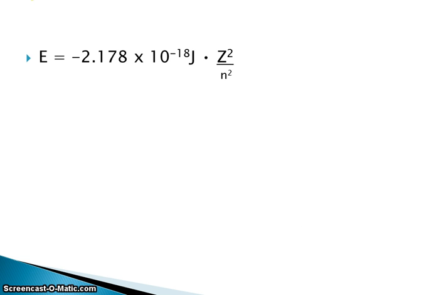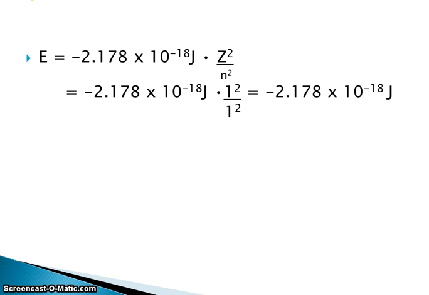So let's start with energy level 1. Okay, we've got our equation. We're going to plug in 1 for Z, and we're going to plug in 1 for n. And that's going to give us negative 2.178 times 10 to the minus 18 joules. That's how much energy we have for that particular electron in the first energy level.